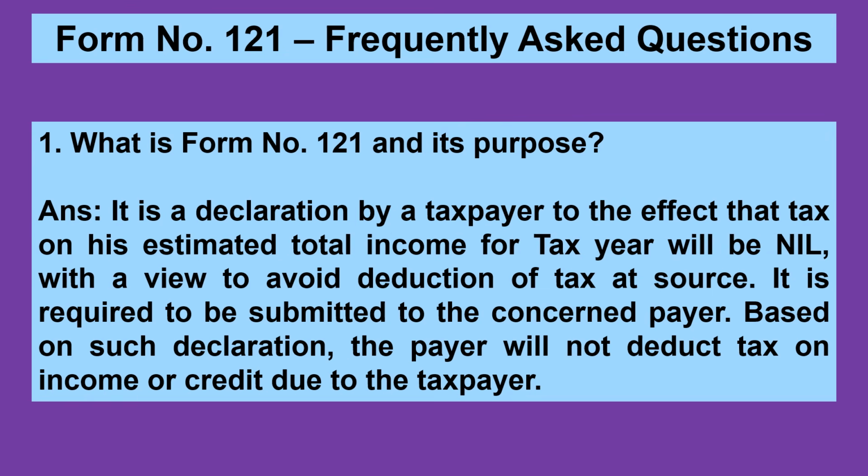What is Form number 121 and its purpose? Answer. It is a declaration by a taxpayer to the effect that tax on his estimated total income for the tax year will be nil, with a view to avoid deduction of tax at source. It is required to be submitted to the concerned payer. Based on such declaration, the payer will not deduct tax on income paid or credited to the taxpayer.